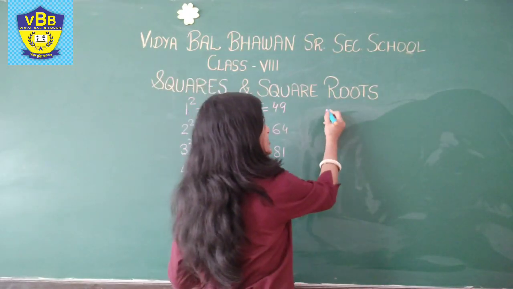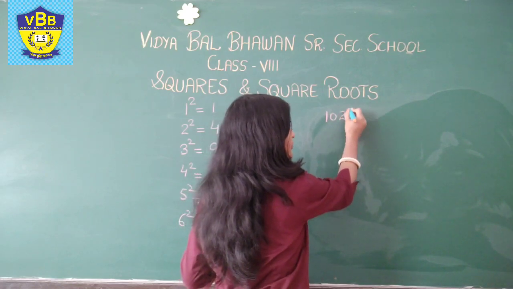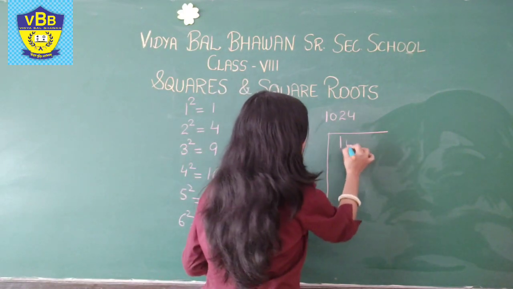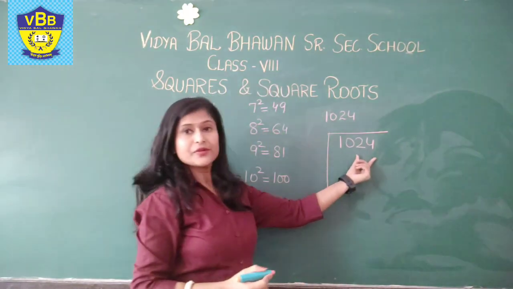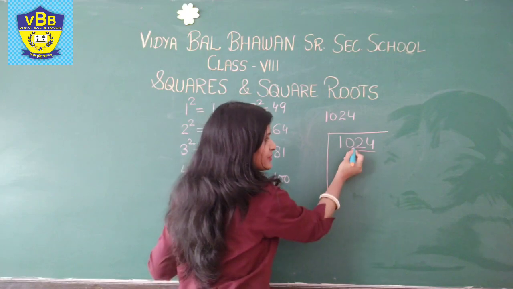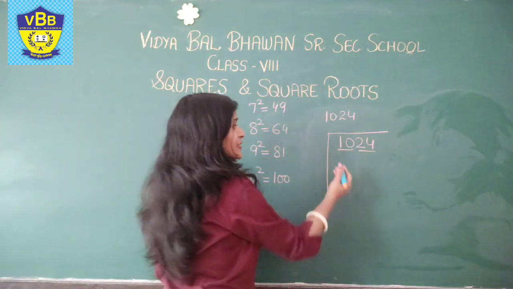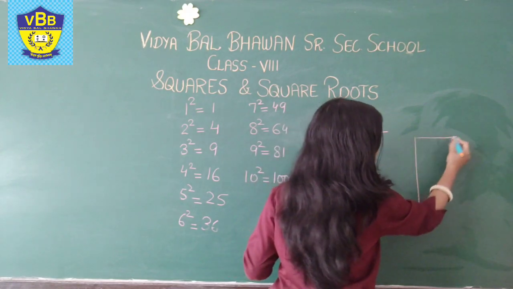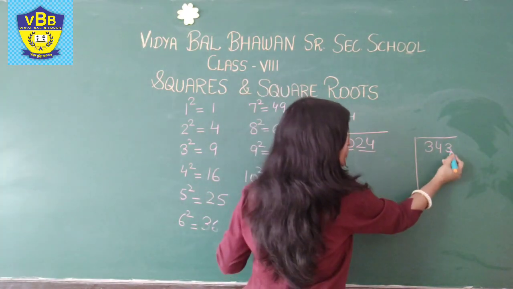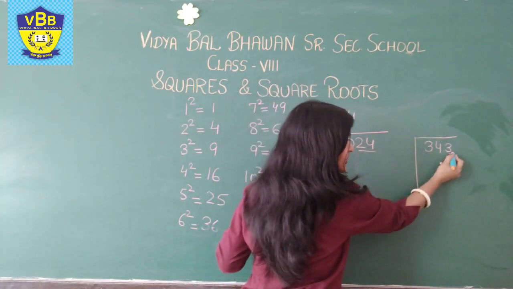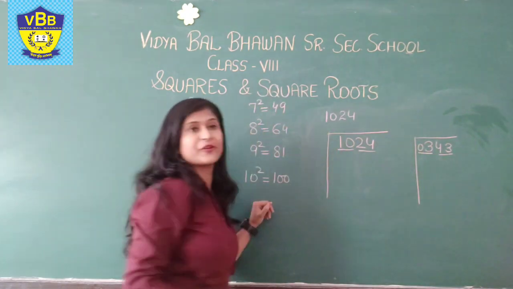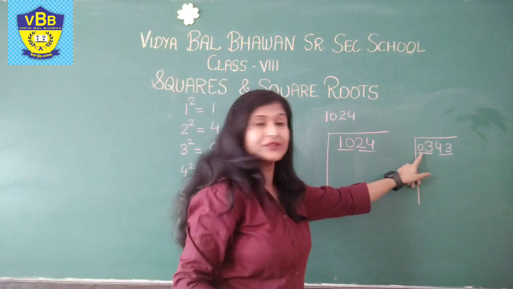In the long division method, I am taking one example, that is 1024. For doing this, we need to make pairs of the digits of 1024. We start making pairs from right to left. This is 24, make a pair, 10 is also a pair. If a digit is left over, like if we take one more example, 343, how many digits are here? 3 digits. So we start from right to left, make a pair 43, and 3 is left, so we can put a 0 before it, because putting 0 before the number has no effect.